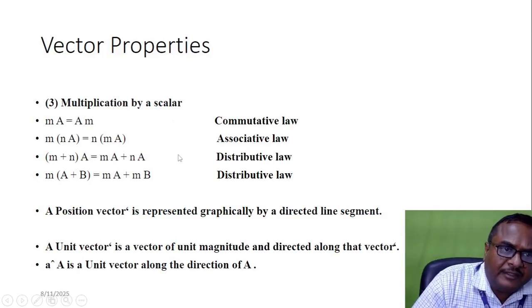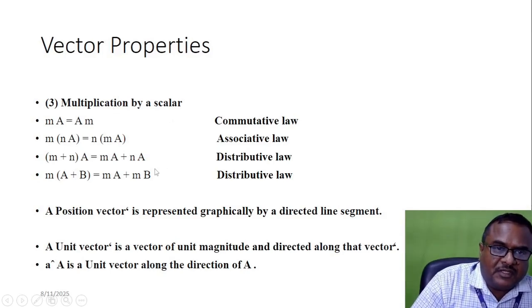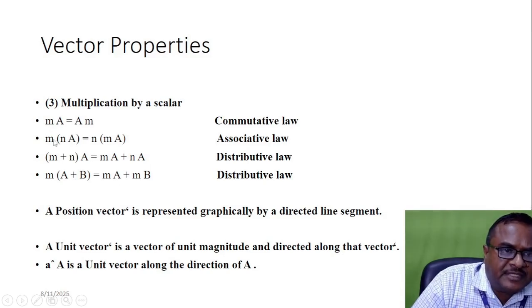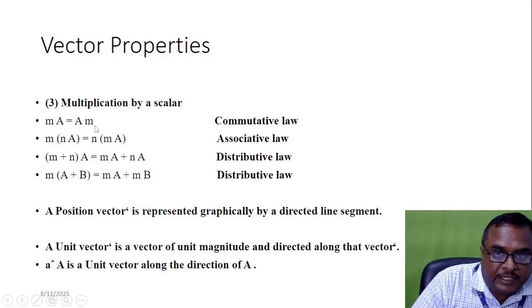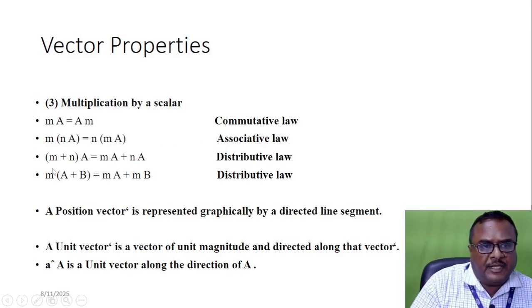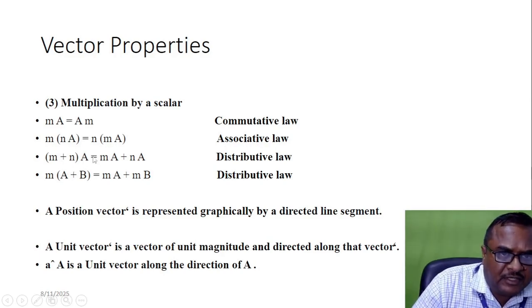Then for multiplication, we have multiplication by scalar and multiplication by vectors. Suppose m is the scalar, m into A equals A into m, commutative law. Then m into within bracket nA equals n into mA, associative law.